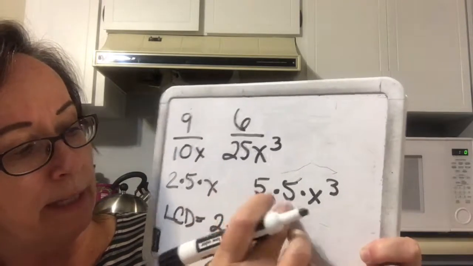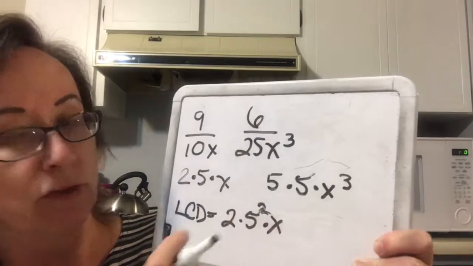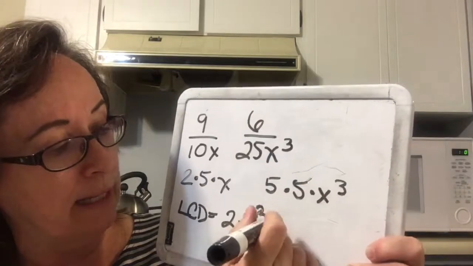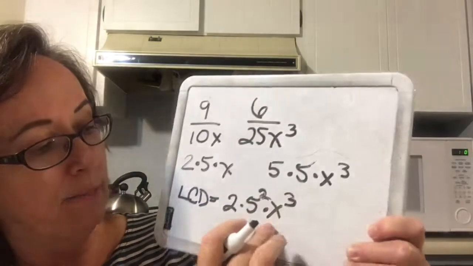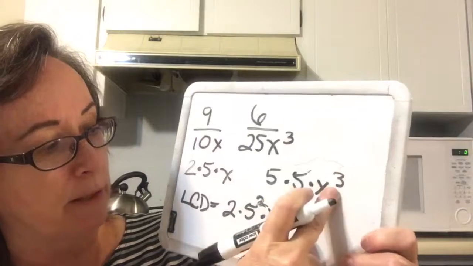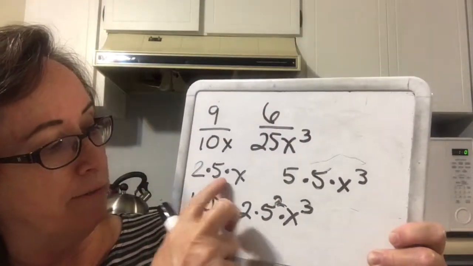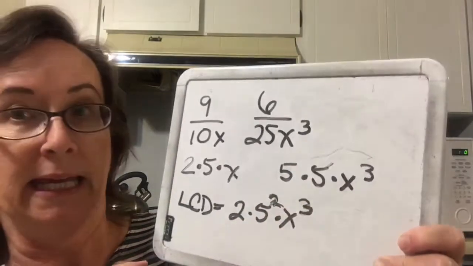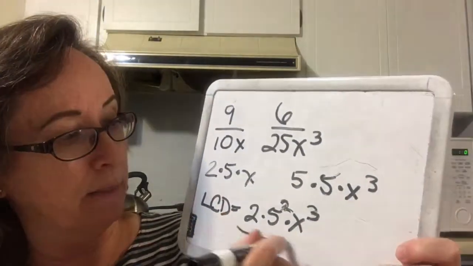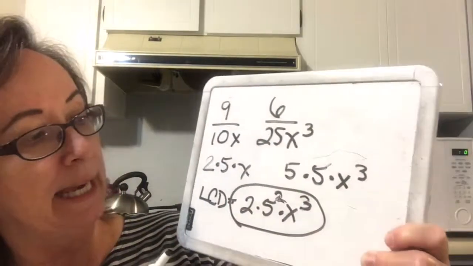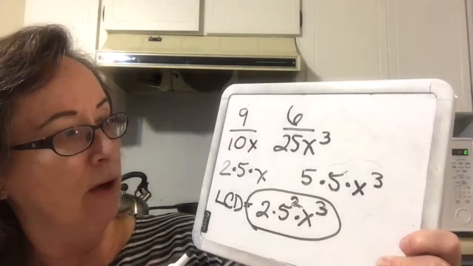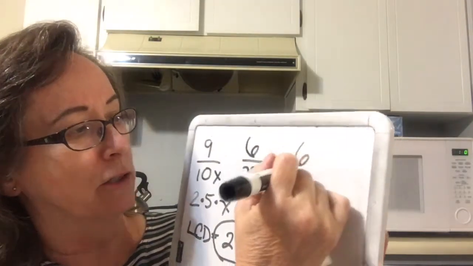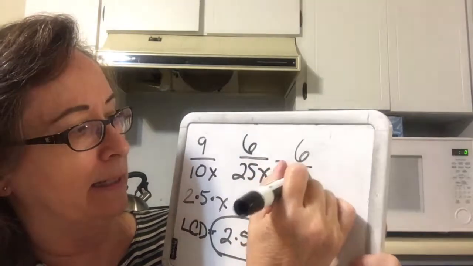Since one denominator has 2 5s, I need to have 2 5s present in my least common denominator, and then I need to bump this x's exponent up to 3 so that I can see the 2 5x, and I can also see the 5 squared x cubed in the denominator. So here's my LCD, and now I'm going to say, okay, what is missing? I'm going to write this one over here just a little bit because I need a little bit of room.